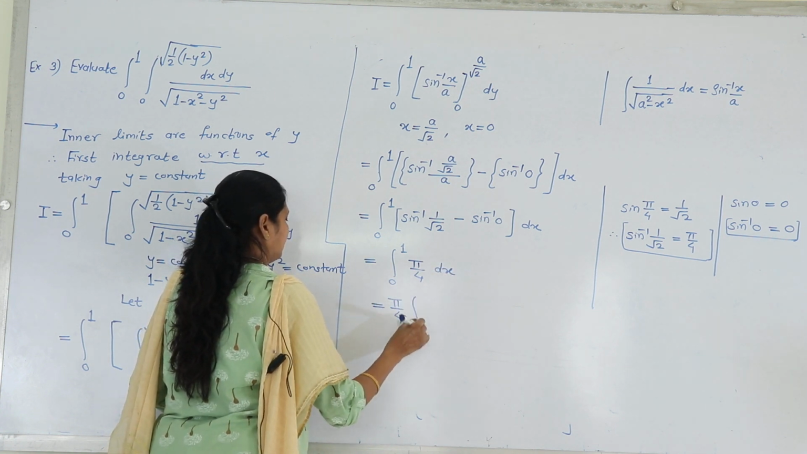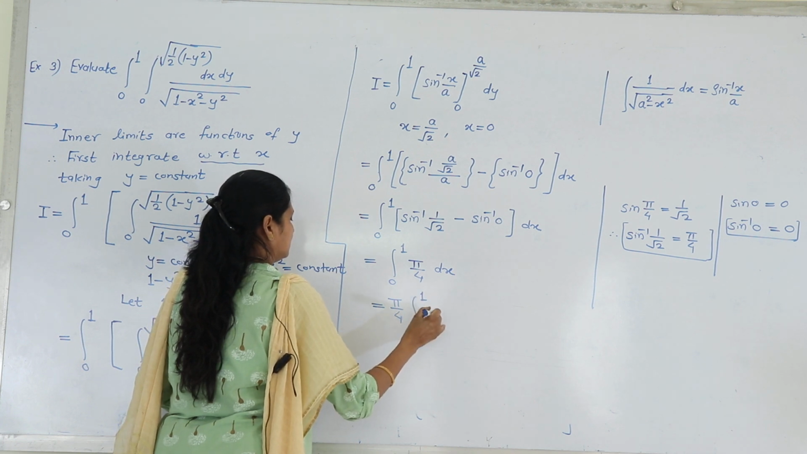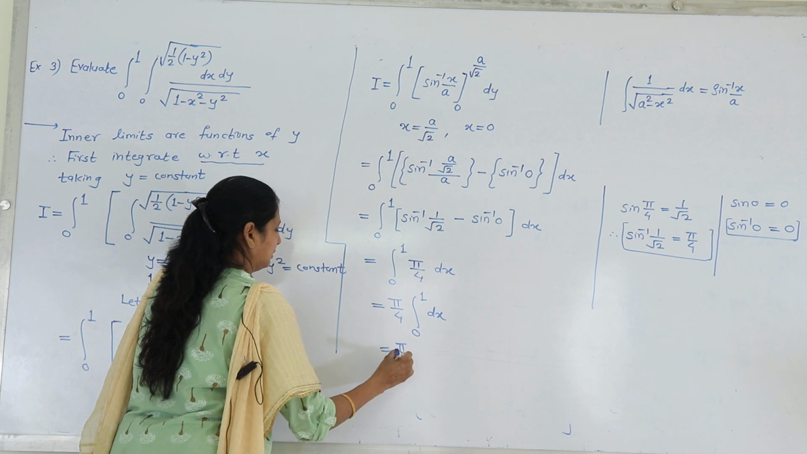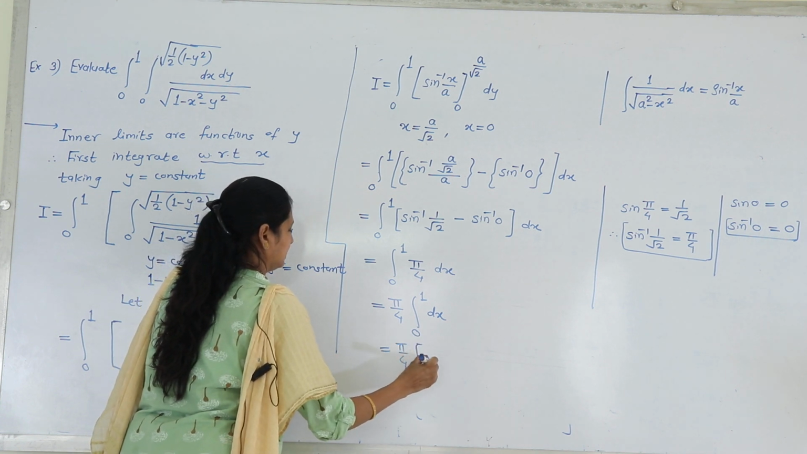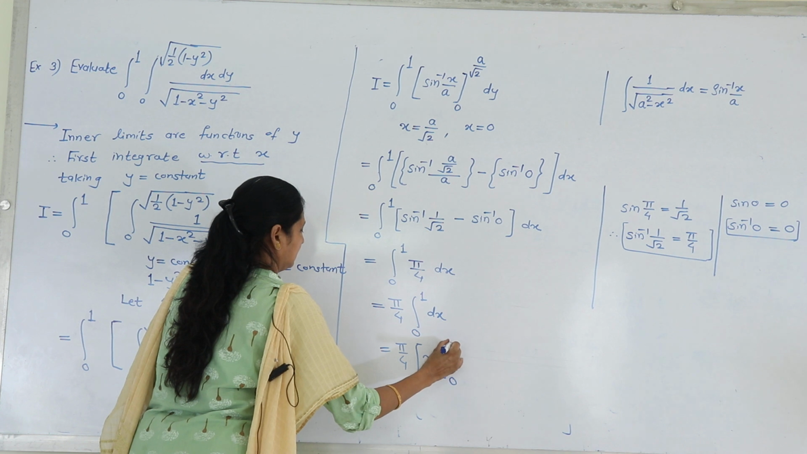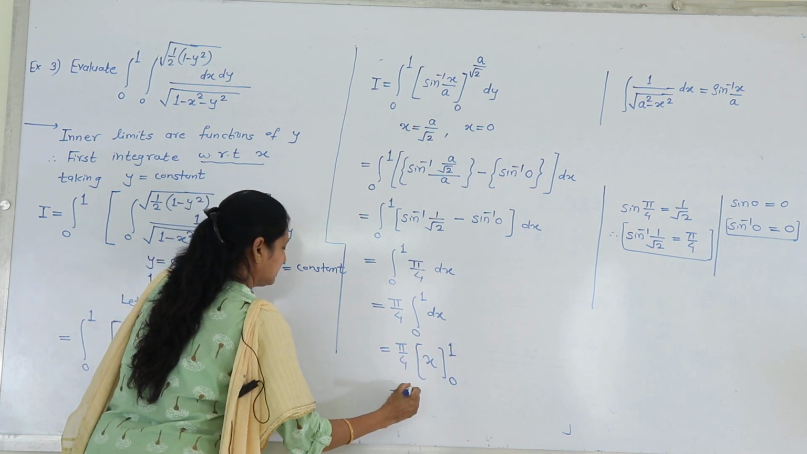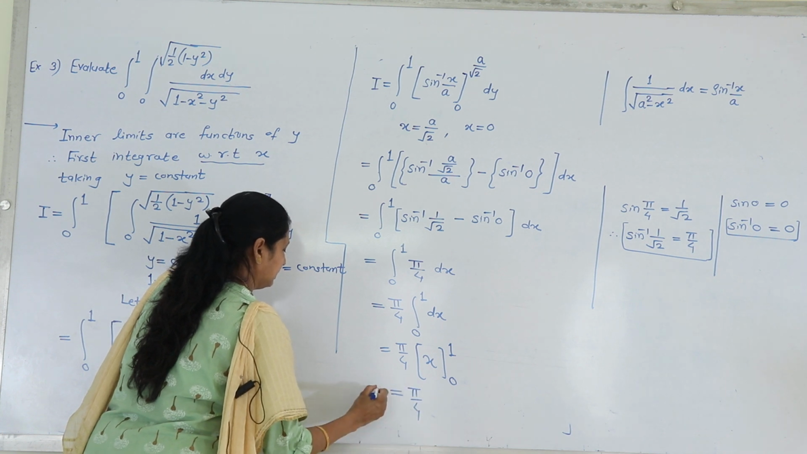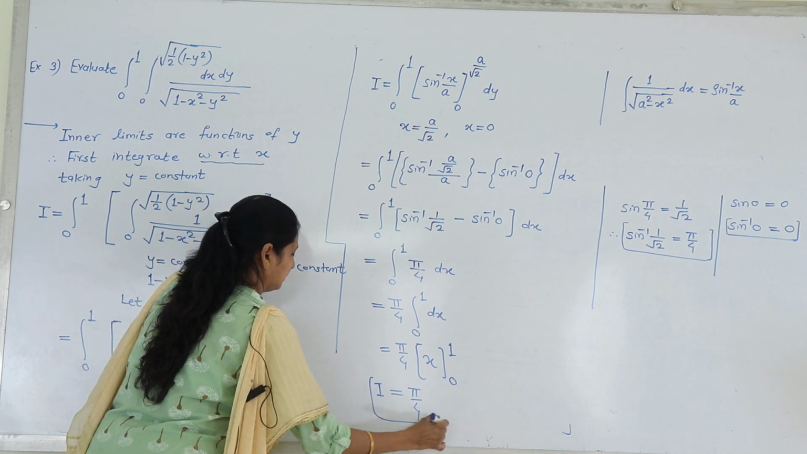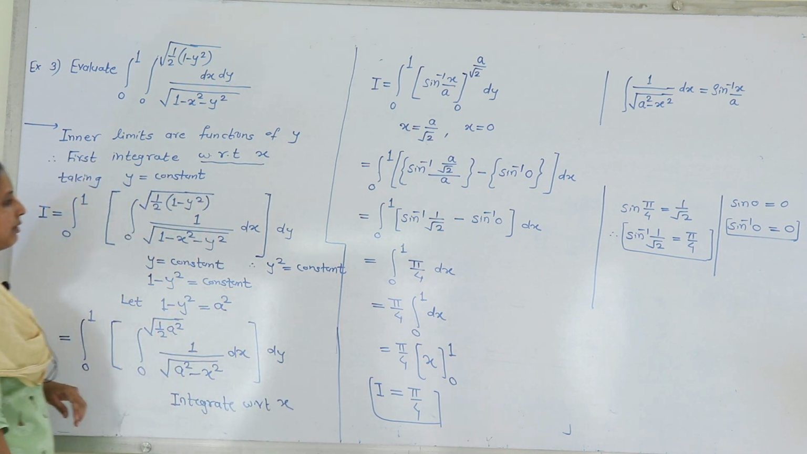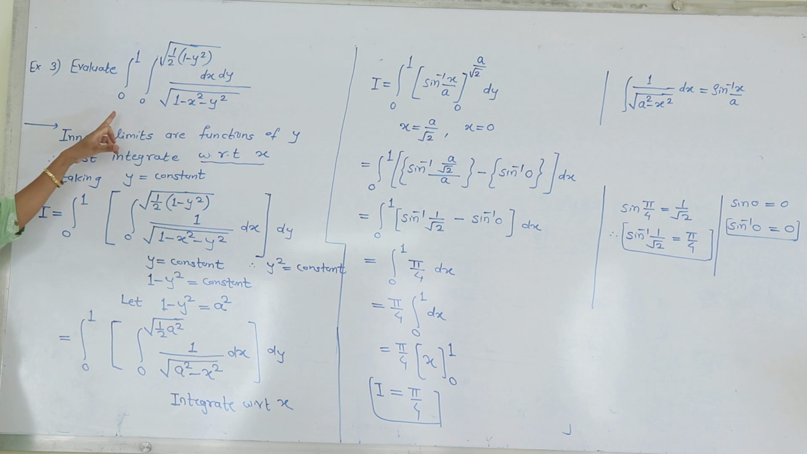Pi by 4 is constant, integration 0 to 1 dy, that is pi by 4, integration of dy is y, 0 to 1, upper limit is 1, lower limit is 0, therefore the answer is pi by 4. In this example, we have seen here inner limits are functions of y. We first integrate with respect to x.